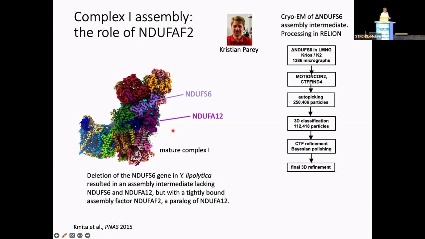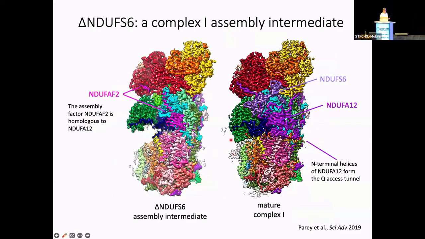So he processed a data set of about 1400 micrographs in Relion. It was quite straightforward. He got a beautiful structure that looked like a mature complex 1. But looking in more detail, you see that both the S6 and A12 subunit were missing, and instead there was another protein bound shown here in pink, where we could fit the AF2 assembly factor.